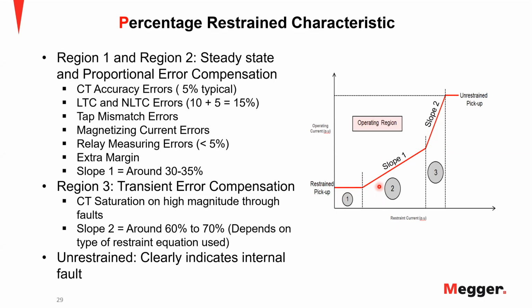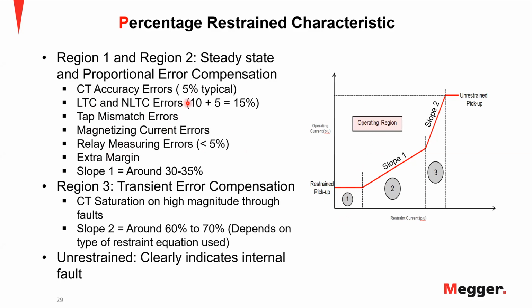The moment the plot goes above my slope or this characteristic, it will be in the operate region. Okay. So now let us take a look at how these different regions are used to overcome some of these errors. So region 1 and 2 here are used for steady state and proportional error compensation. Like we just discussed some of the challenges like tap mismatch, or you have low tap changer issues, or there can be some measurement errors from relays.